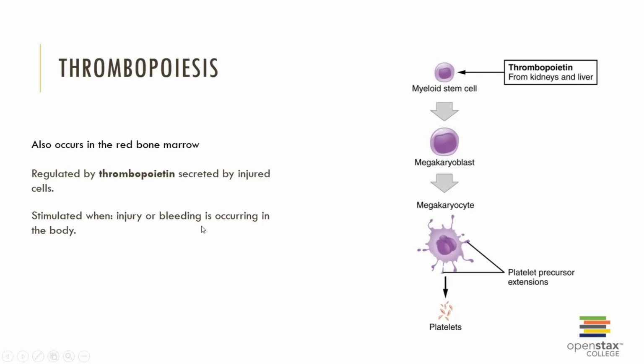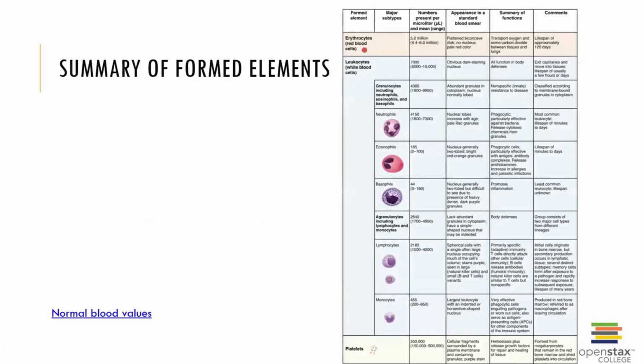So the thrombopoiesis is stimulated when injury or bleeding occurs in the body. So we can weave that process back into our knowledge of wound healing, tissue healing. And then here's a quick summary of the formed elements, some of the subtypes that we've mentioned, and how they would appear, and also some of their functions.